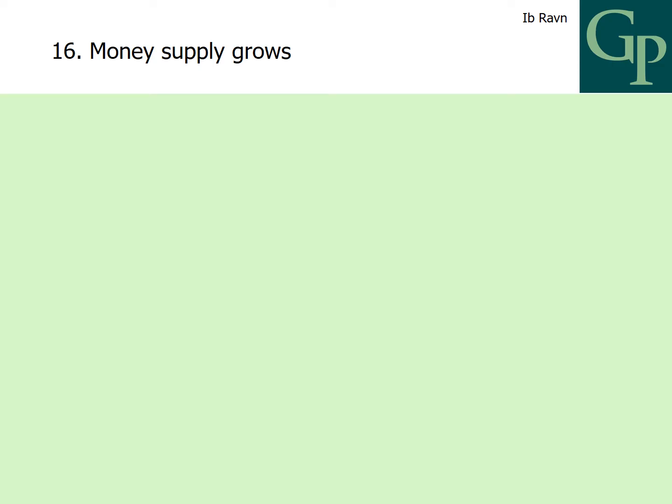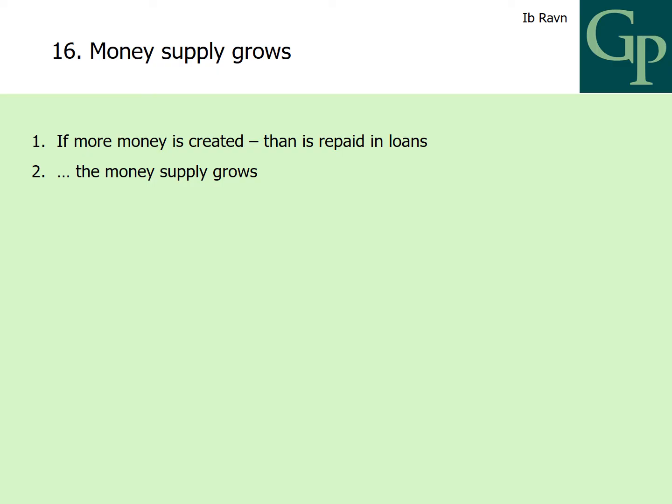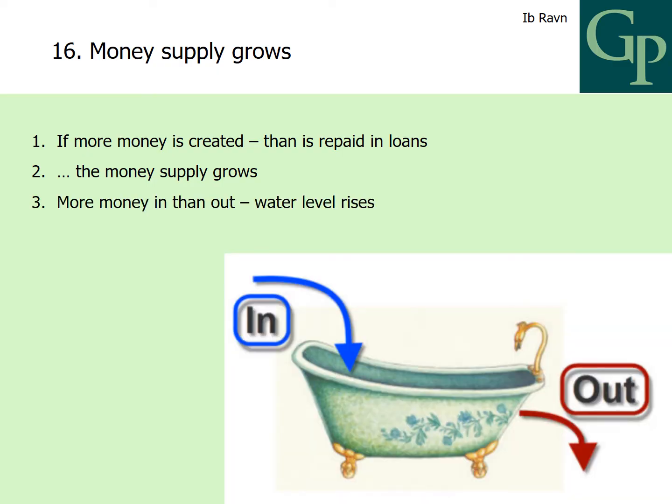So how can the money supply grow as it normally does in most countries? Well, when more money is created in one year than is repaid for loans taken out in previous years, the money supply grows. More money into the bathtub than out. This means that the water level rises, the total amount of money in circulation, the money supply. This is why the money supply in practically all countries is now counted in the trillions, not merely the billions like 100 years ago. That corresponds to a doubling of the money supply every 10 years on an annual growth rate of about 7%, typical of many countries.